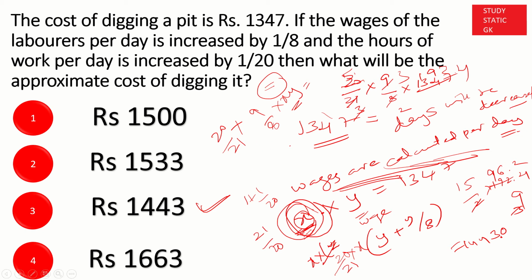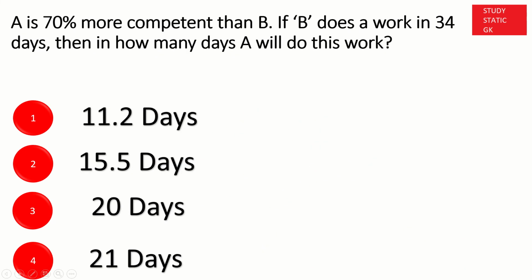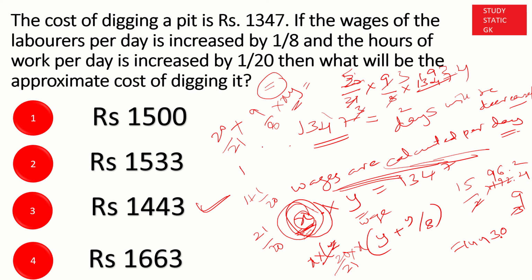So actually the work hours are increased by 1 by 20. That means 1 plus 1 by 20 hours are increased. So 21 by 20 times of hours are increased, but the days will be decreased of 20 by 21 because hours and the days. If hours are increased, days will be decreased, and if days are increased, hours may be decreased. This is inverse proportion. So we have to calculate in that way.